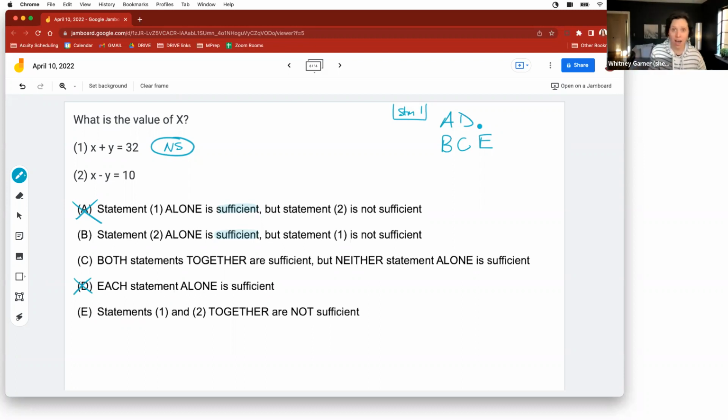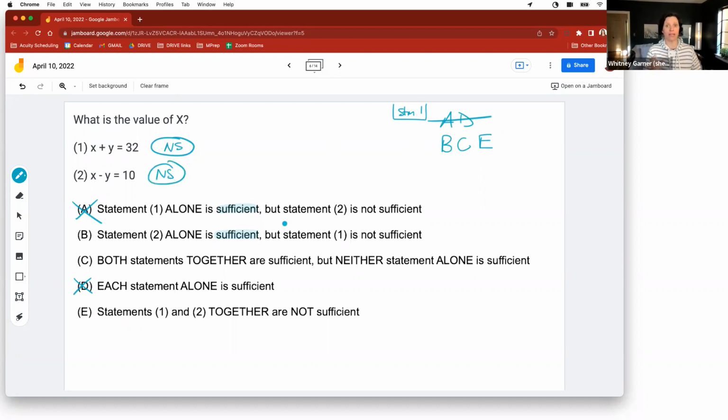Statement one alone is not sufficient, so I want to get rid of this A line. So now I'm on the B line, which means I should go to statement two. Once again, to know that the difference between two numbers is 10 doesn't tell me what one of those numbers is. They could be 20 and 10, 30 and 20, 40, right? And so on and so on. And so this one is also not sufficient.